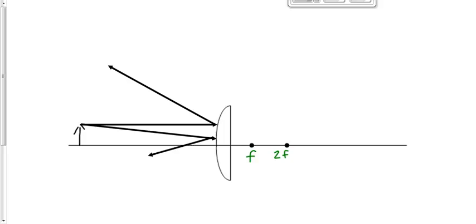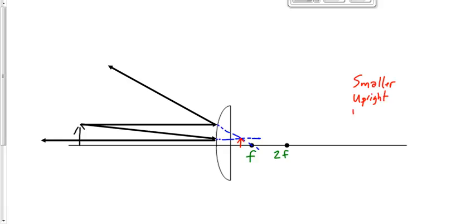Oops. Let's try that again. There we go. So first ray, parallel away from the focal point. Second ray toward the focal point and reflects parallel to the principal axis. Let's extend them both backwards. Extend this one backwards to the focal point. Extend this one backwards parallel to the principal axis. They're going to converge right here. That's going to give me an image that's smaller. It's upright. And it's virtual.